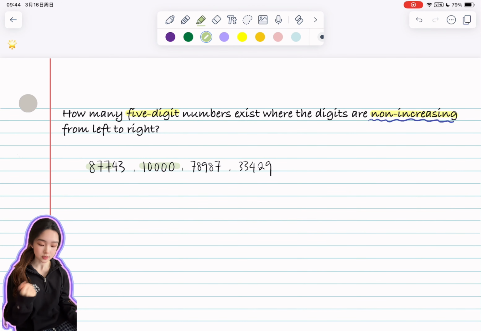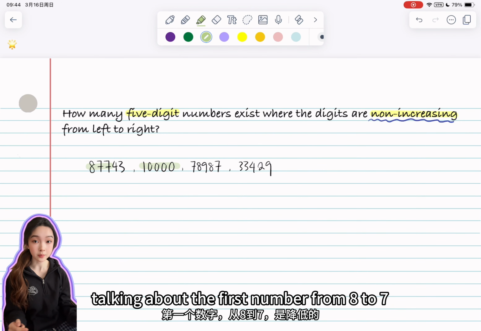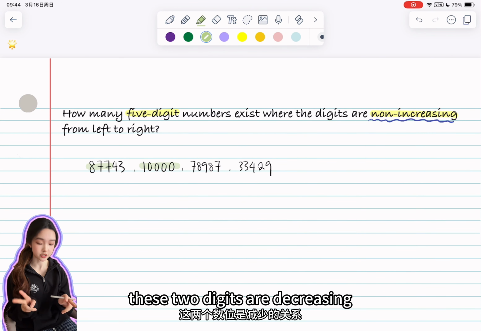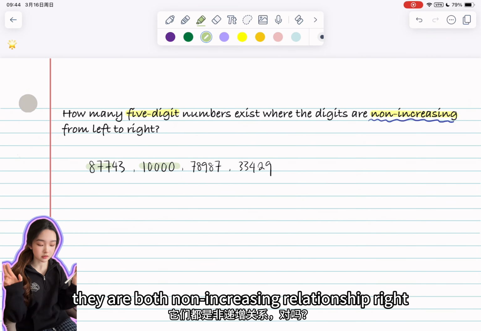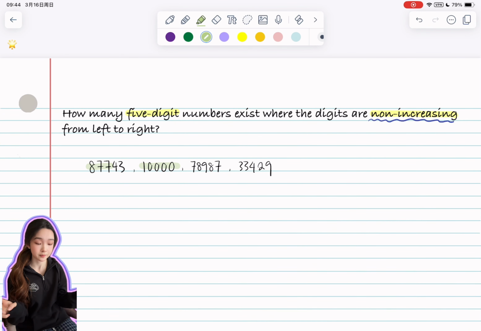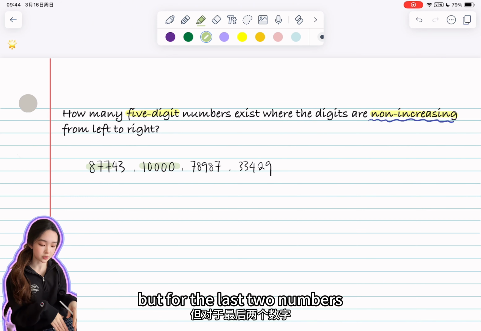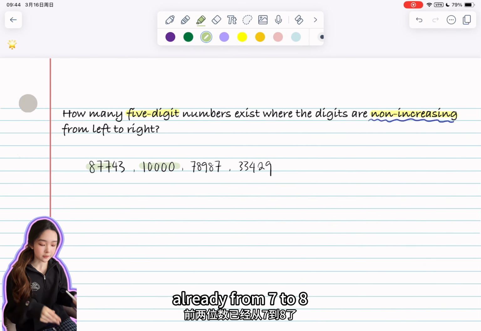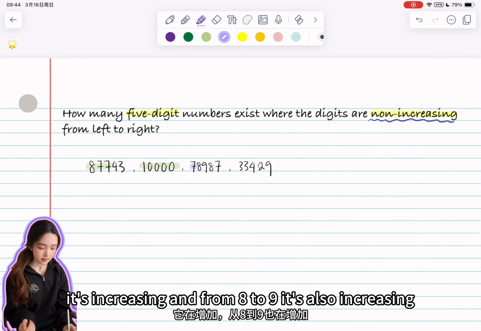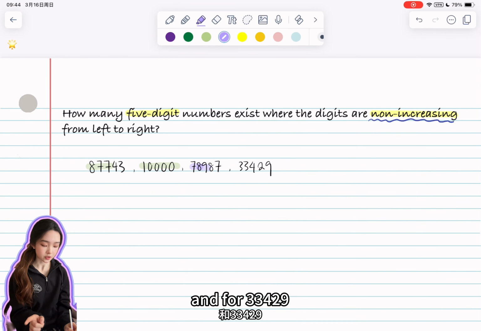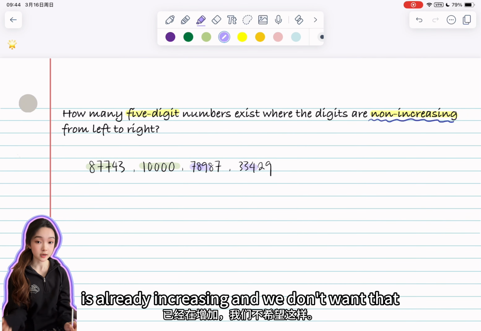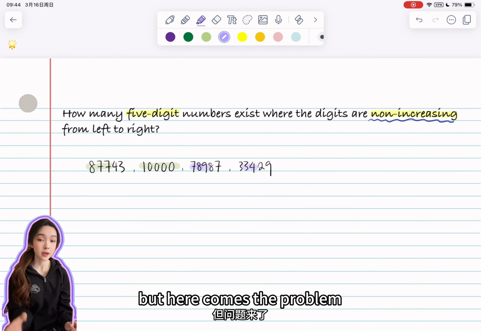Looking at the first number, from 8 to 7, these two digits are decreasing. And from 7 to 7, the digits are the same. They are both non-increasing relationships, right? But for the last two numbers, from 7 to 8, it's increasing, and from 8 to 9, it's also increasing. So it's invalid. And for 3, 3, 4, 2, 9, 3 to 4 is already increasing, and we don't want that. But here comes a problem.